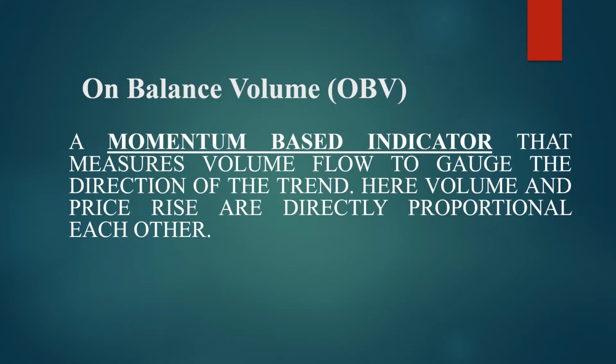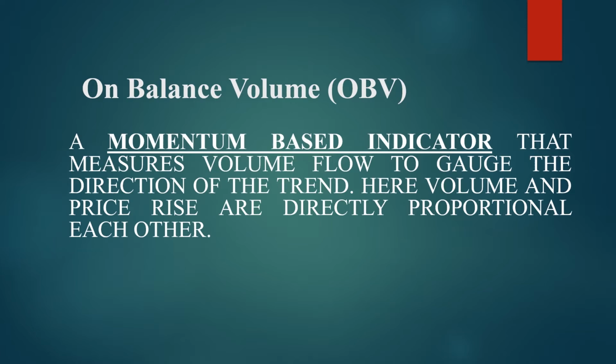Hello everyone. Today in this lecture we will discuss the on balance volume indicator. On balance volume is a momentum based indicator that measures volume flow to gauge the direction of the trend. It is used to predict price movement with the help of volume changes. On balance volume can also help to forecast the breakout direction in price.